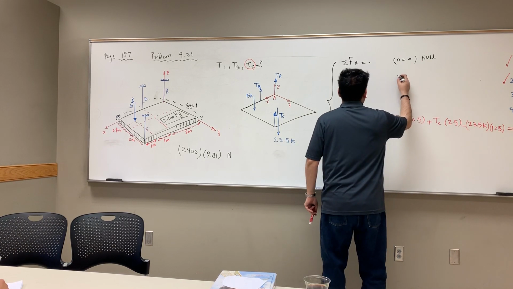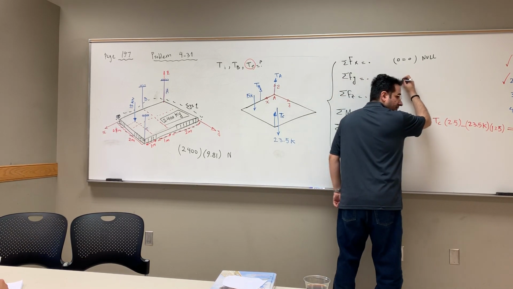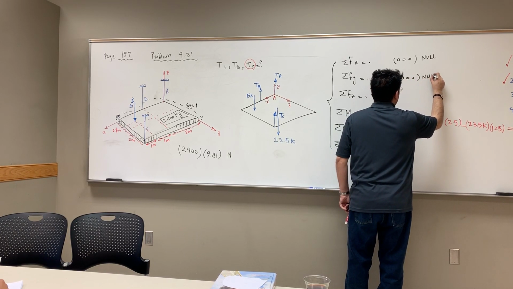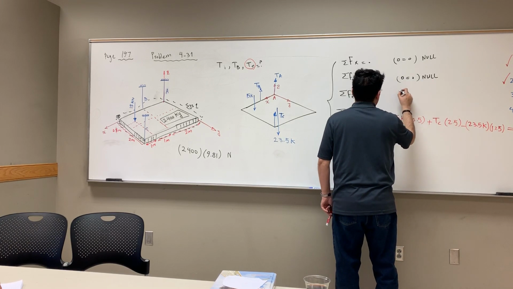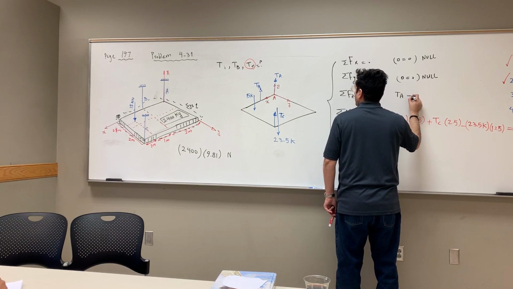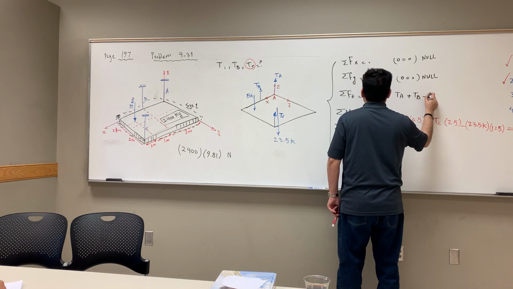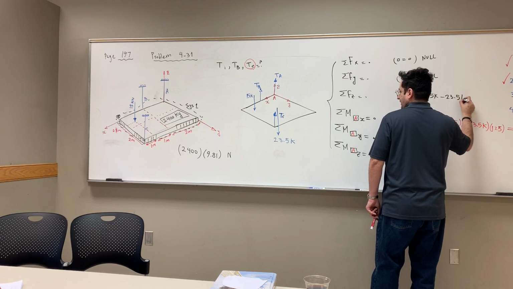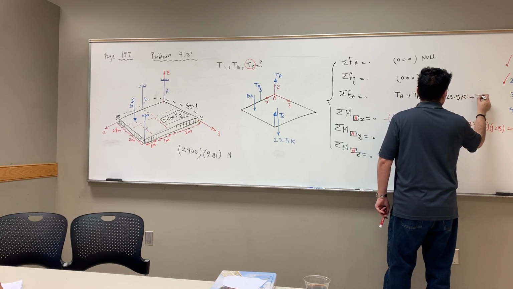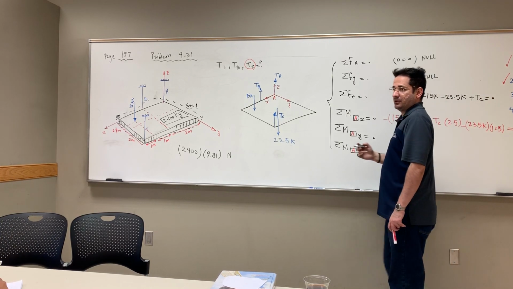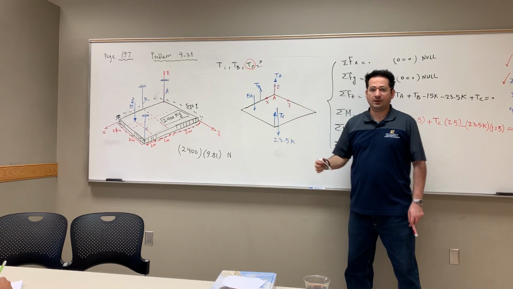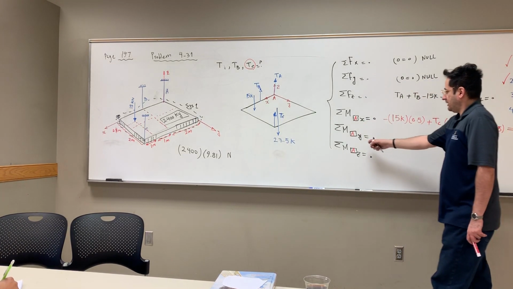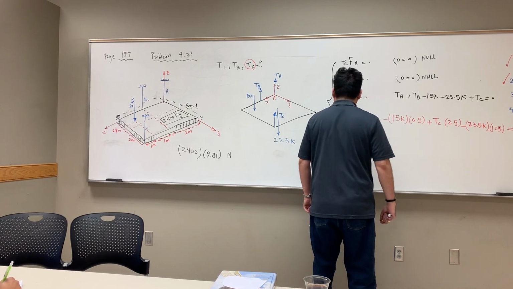Now you go to y. What do I get here? 0 is equal to 0. Z: I get TA plus TB minus 15K minus 23.5 K plus TC is equal to 0. This is positive. Now let's go to the moments. You already got one of the moments down. Now let's go to Y and Z.